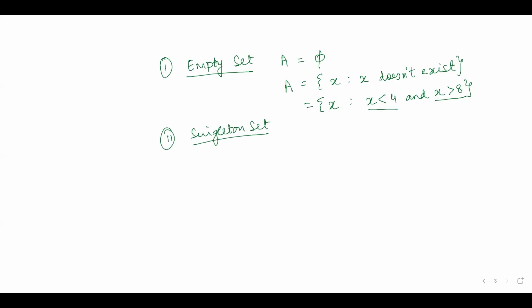Singleton set. Now what's a singleton set? A singleton set is a set that has exactly one element in it. Only one element in it. An example, only the number 2. Finite sets are those sets that have a finite number of elements in them.